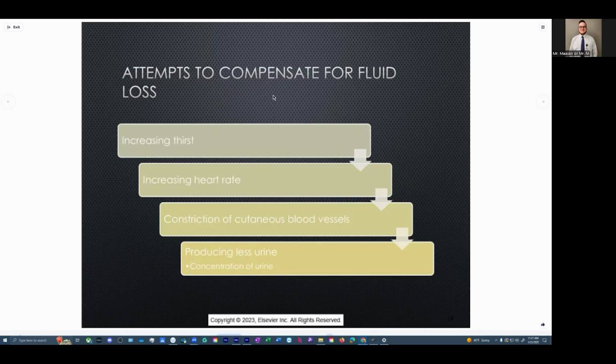So again, what does our body do to mitigate this fluid loss? The hypothalamus is going to increase that thirst response, say go get some water. The heart rate's going to increase, like I said, to try and compensate for cardiac output and keep it consistent. Blood vessels are going to constrict, especially at the skin and far extremity level, as an attempt to redirect blood flow to organs and the central trunk of our body. And then overall urine output is going to drop. And when we do make urine, that's going to be very highly concentrated.